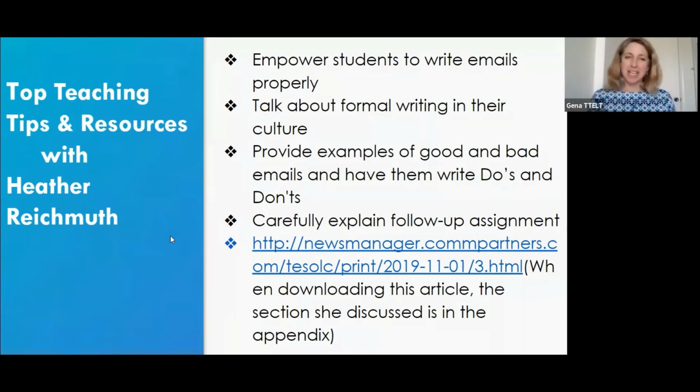So make sure it's clear though that they don't need to have a question, that they don't need to apologize for anything. So I think that needs to be very clear in the assignment.